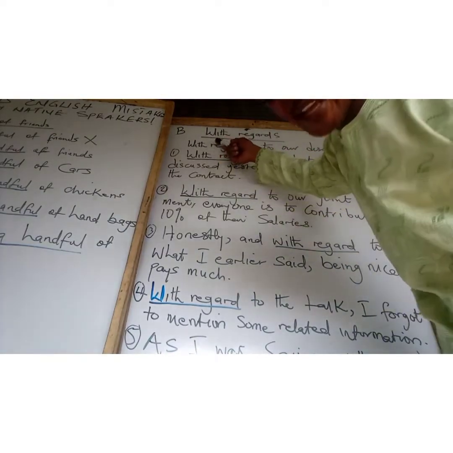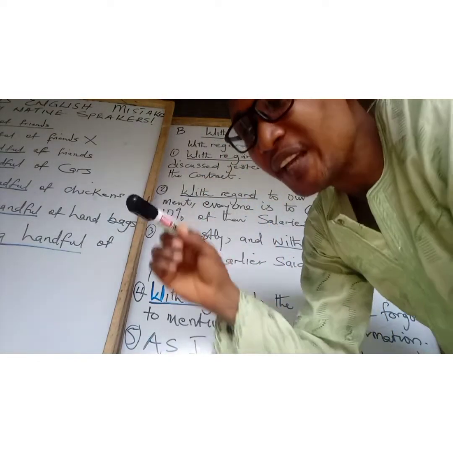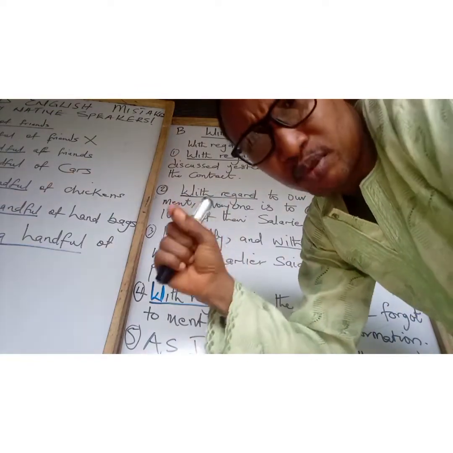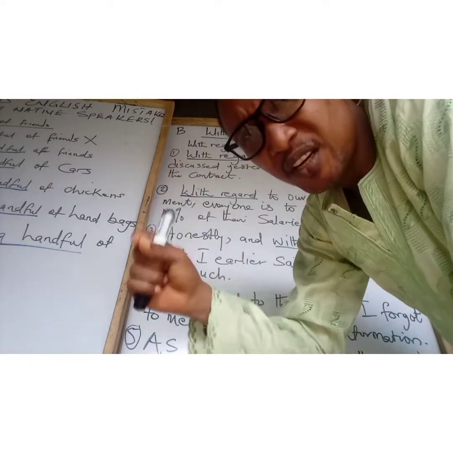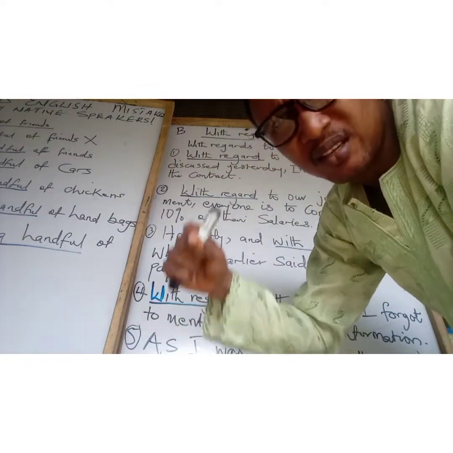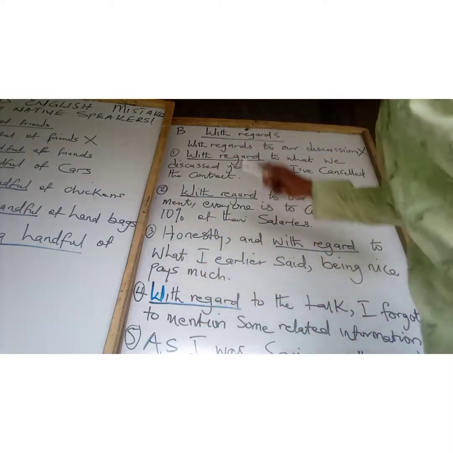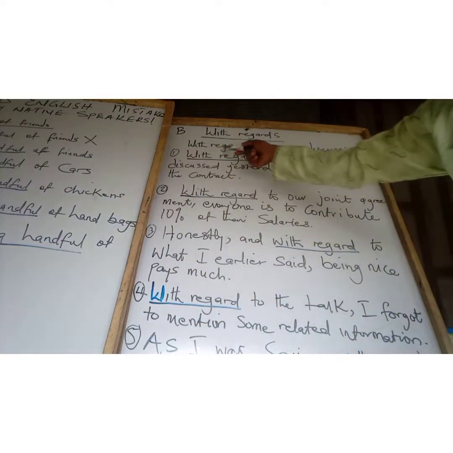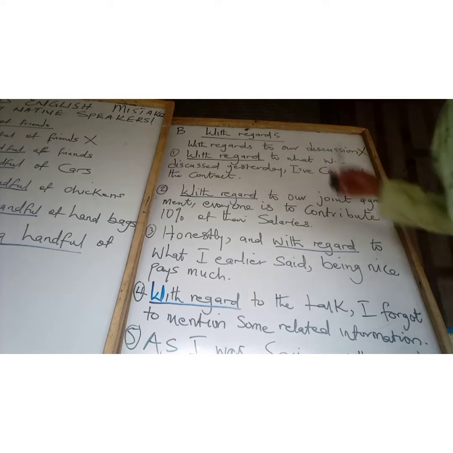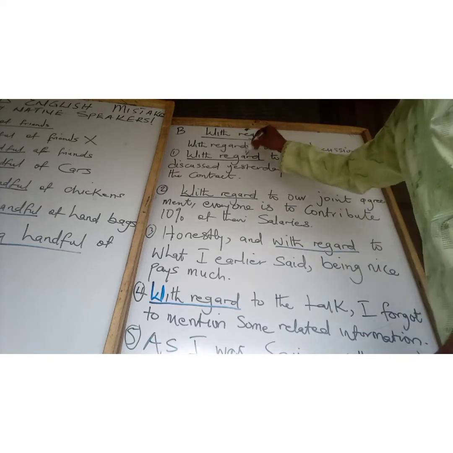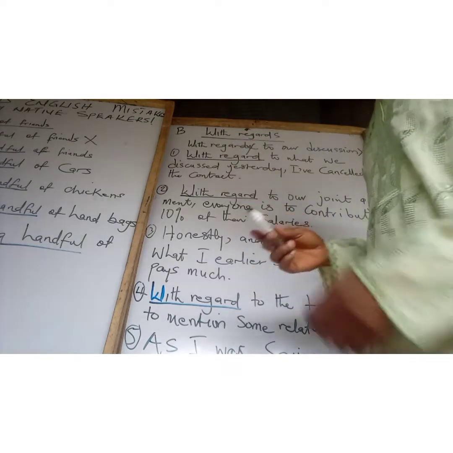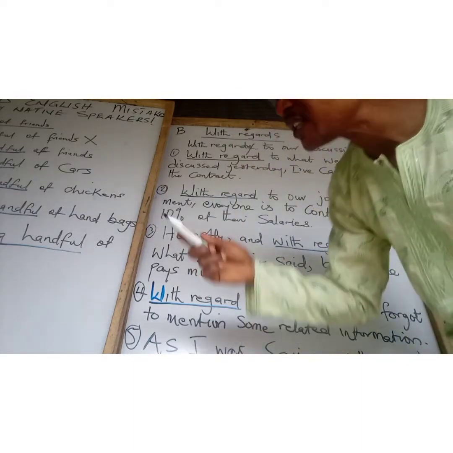This one is with regard. Please, whenever you are using with regard, do not put the S. It is wrong. Native English speakers make this mistake often and often. So, with regards to our discussion, this is wrong. Don't put the S. This is the correct way of using it.